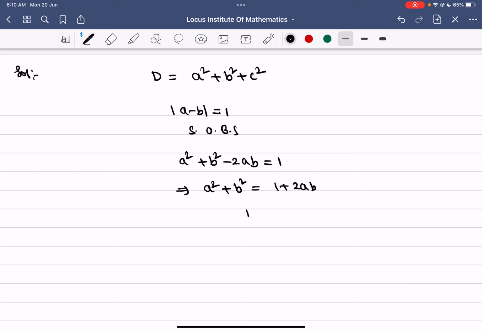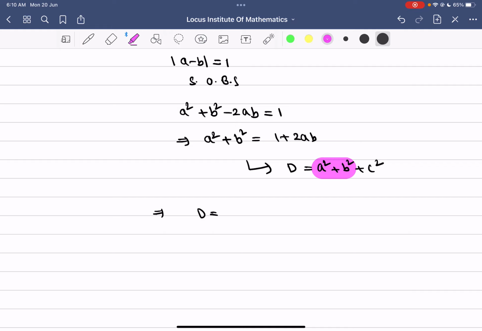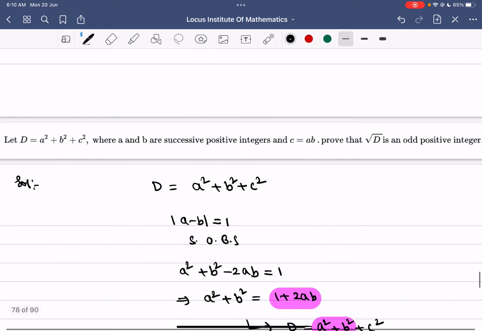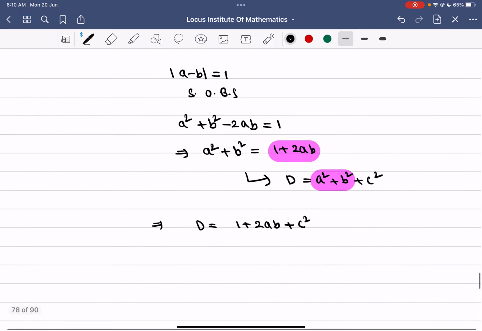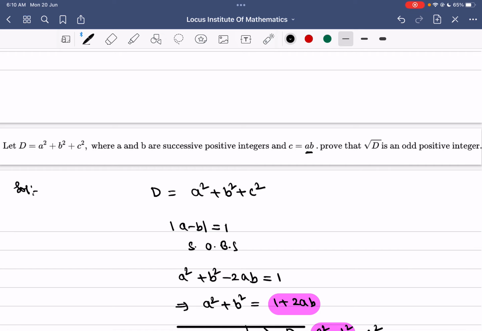Now put this A square plus B square in D is equal to A square plus B square plus C square. Then what you get? This implies D is equal to, so replace this A square plus B square in D with 1 plus 2AB. Then D will be 1 plus 2AB plus C square. And one more thing is, here C is equal to AB is given, therefore replace C with AB.